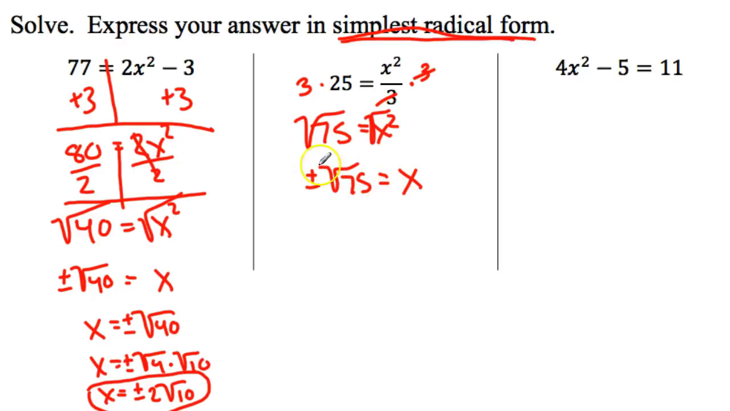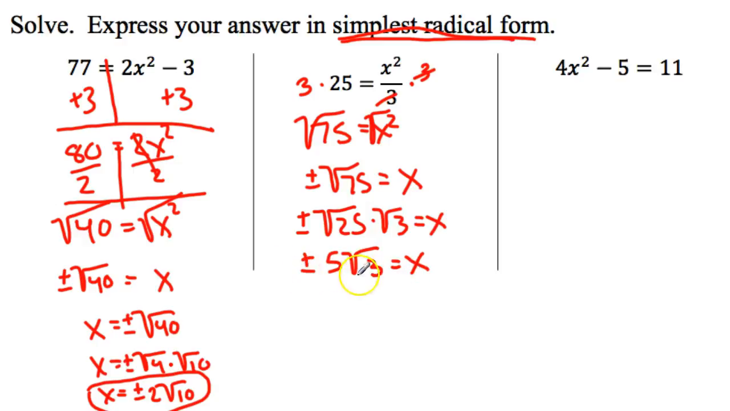Simplified? Nope. Not yet. Biggest perfect square that can go in the 75 would be 25. This can be written plus or minus the square root of 25 times the square root of 3, because 25 times 3 is 75. Square root of 25 is 5, so it's plus or minus 5 square root 3 equals x. And if you want to write the x first, because you like it that way, that's okay too. Plus or minus 5 square root 3.